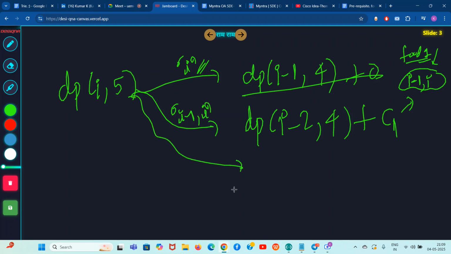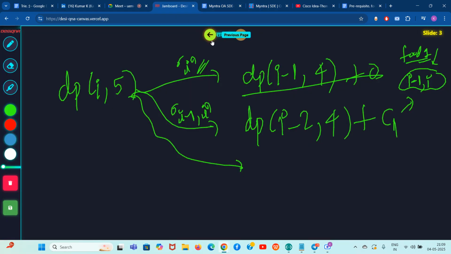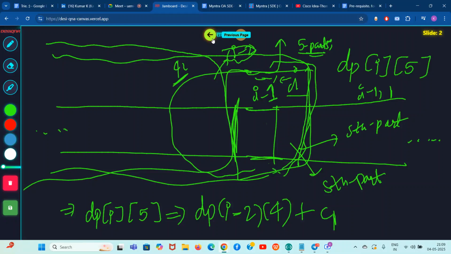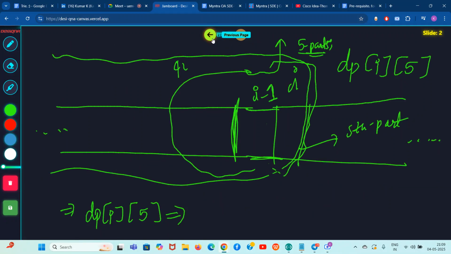Now guys, like this, all the possibilities. Now last three elements in the last part. Then last four elements in the last part. Then last five elements in the last part. Like this, you will try all the possibilities. The minimum of all of them will be the answer for dp[I][5]. And this is the formula. The problem is solved. Congratulations. With you one more time, I will like to discuss the answer if you consider last three elements in the last part.